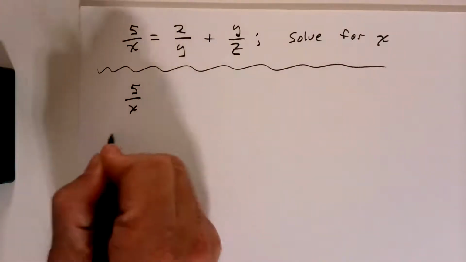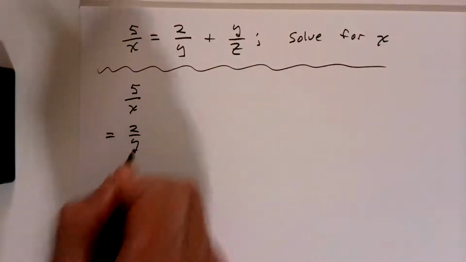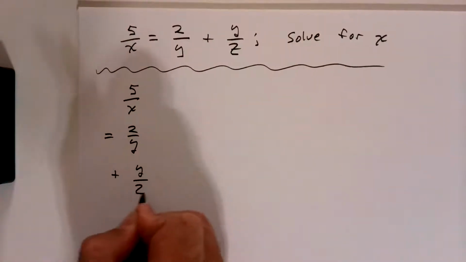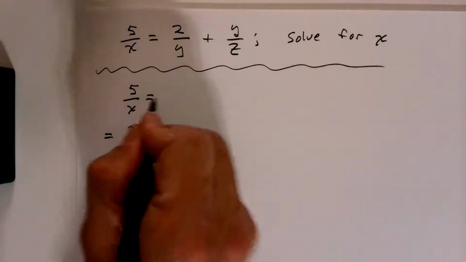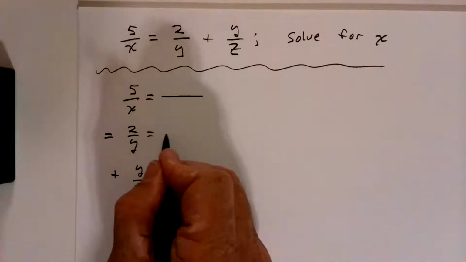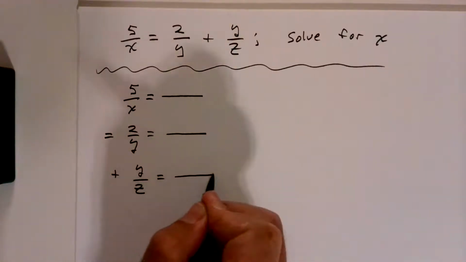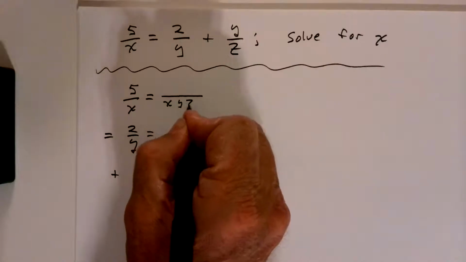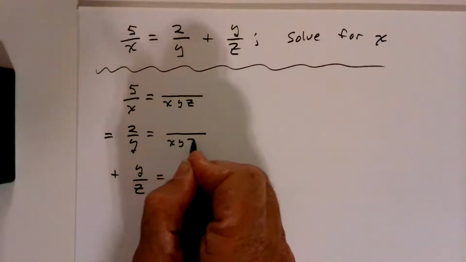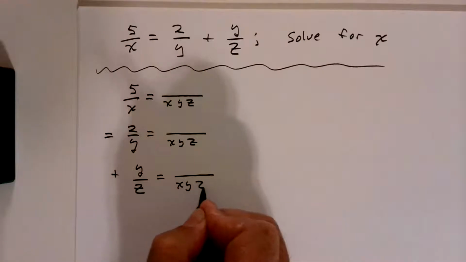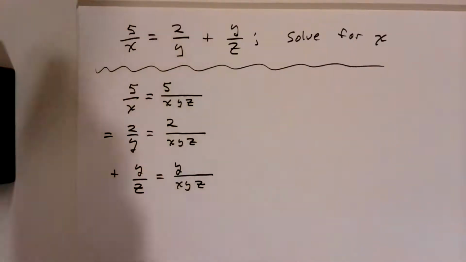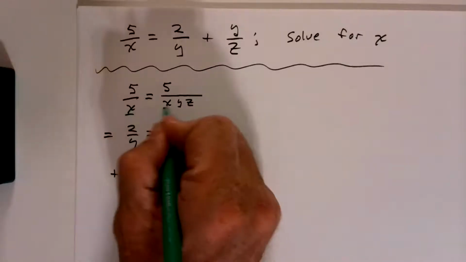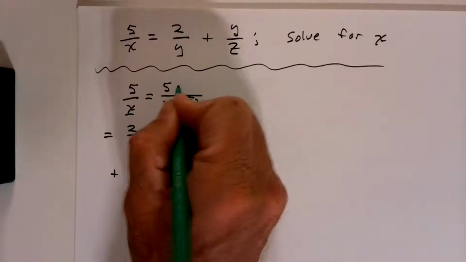So 5 over x equals 2 over y plus y over z. The common denominator is going to be xyz. So let's build a common denominator for all of these. xyz. Bring over the 5, bring over the 2, bring over the y, and let's look to see what's new. x was there before. y and z are new on the bottom.